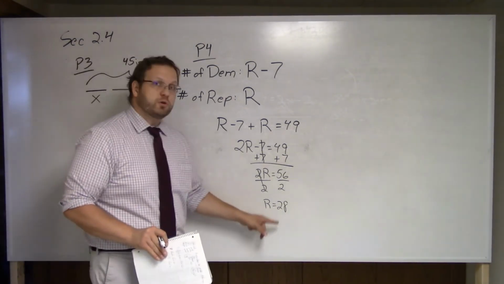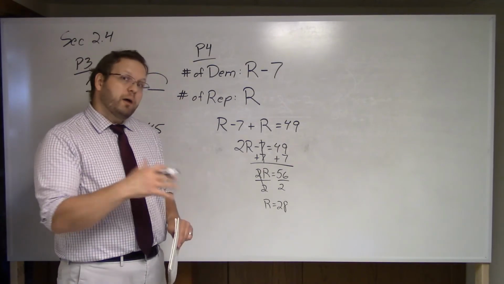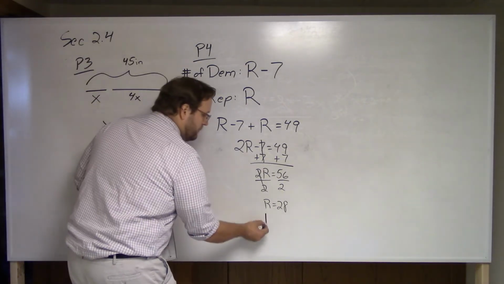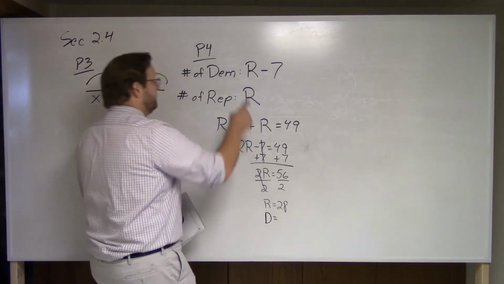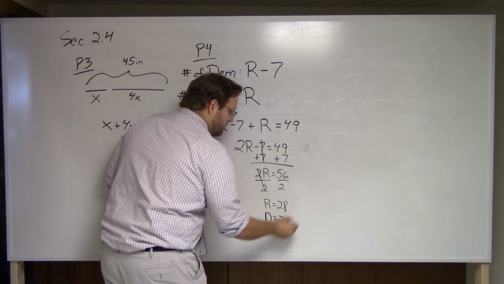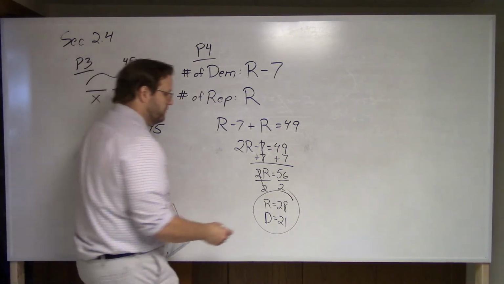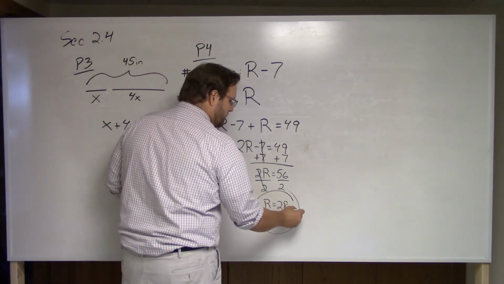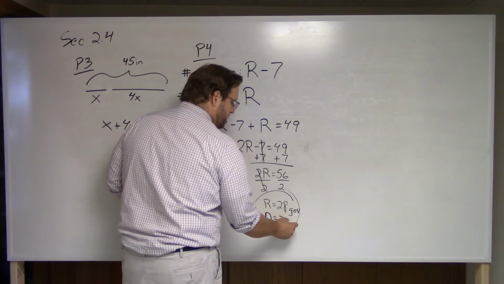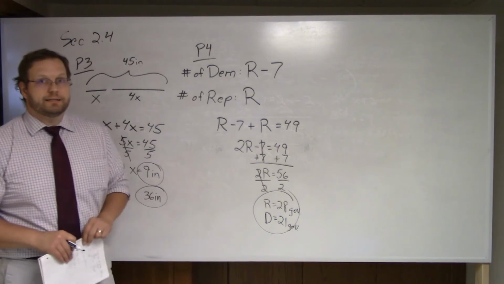That tells me that there were 28 Republican state governors, and they wanted to know how many Democrats there were as well. Democrats, R minus 7. 28 minus 7 is 21. So Republicans had 28 governors, and then Democrats, 21 governors. And that's it.